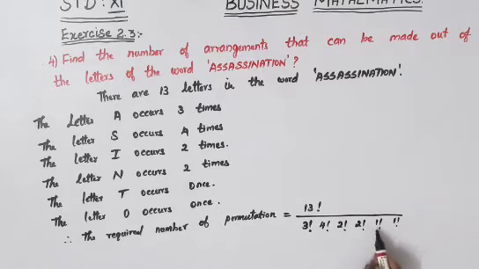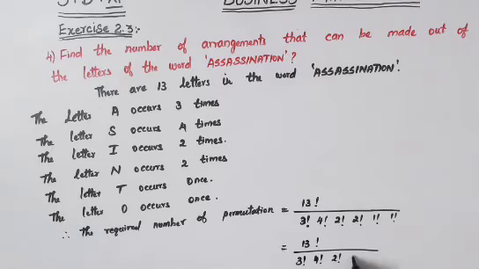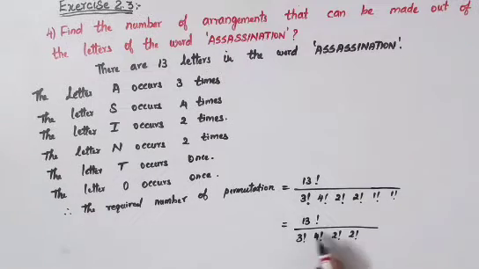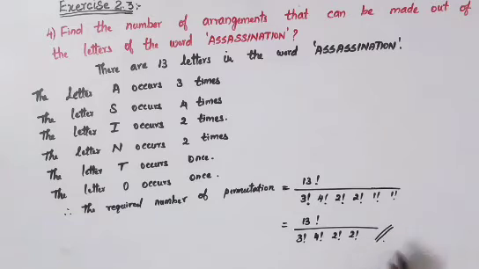Now you can remove this 1 factorial, it will be the same as it is. So your last answer will be 13 factorial divided by 3 factorial, 4 factorial, 2 factorial, 2 factorial. No need to solve this, just leave as it is. So this is the answer for your fourth question.